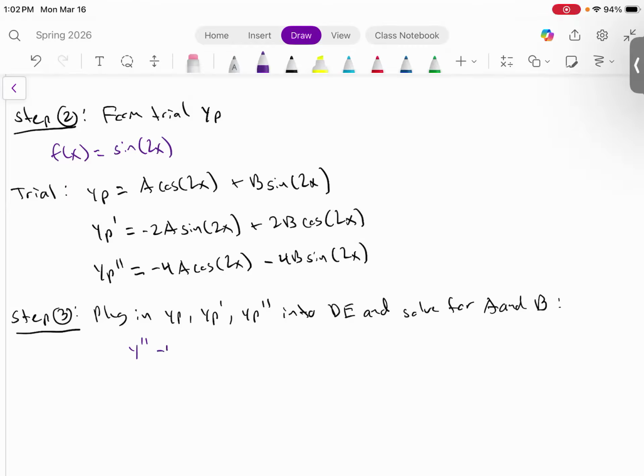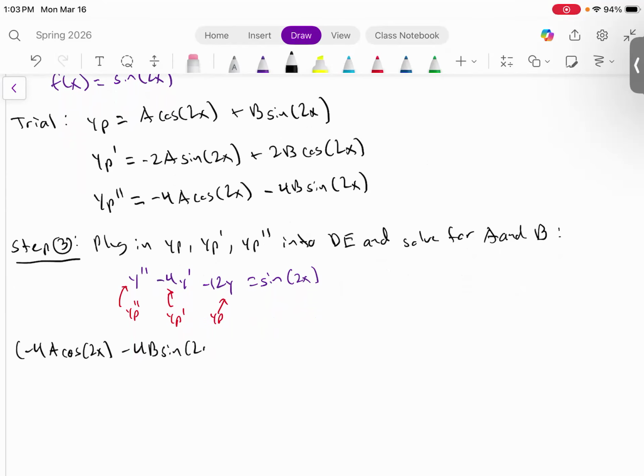And so what we get is negative 4a cosine of 2x minus 4b sine of 2x. Close that off. Minus 4. Let's put some brackets around here. I think that looks a lot cleaner because there's a couple parentheses going on because of the sine and cosine 2x. So let's put some brackets.